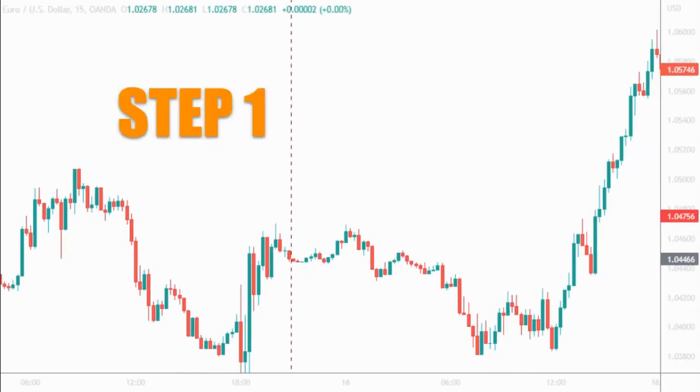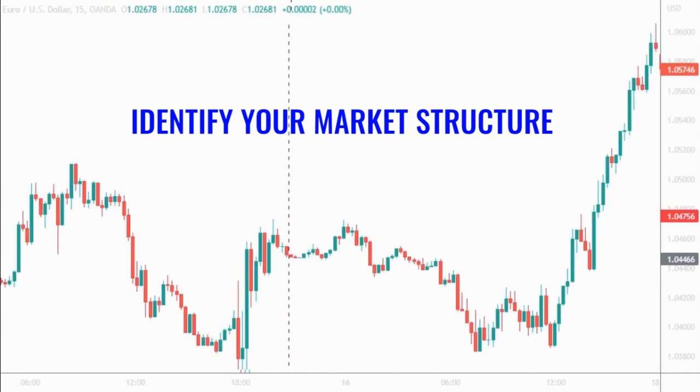Step 1 of applying this strategy to get sniper entries: identify your overall market structure. Now, to identify your overall market structure means that you are identifying the direction in which price is heading into. The price can either be bullish or it can be bearish. Bearish meaning that it's on a downtrend, and bullish meaning that it's on an uptrend.